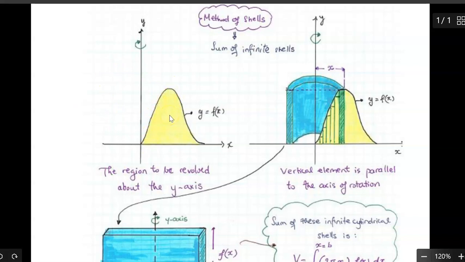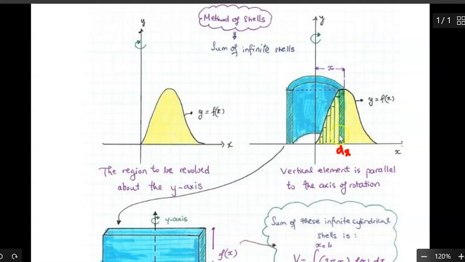If I have to use the method of shells, it means that I need to draw the element that is parallel to the y-axis. In this case, my element is the vertical element right here, so it has to be dx. A vertical element is always dx, so I write dx here for everyone to see.